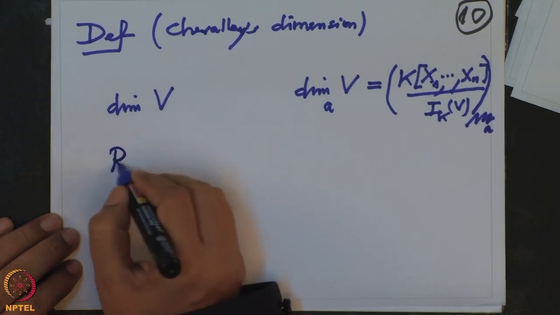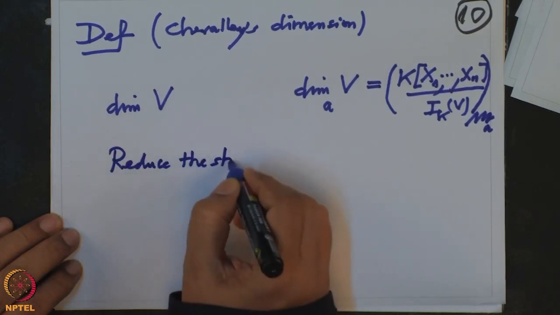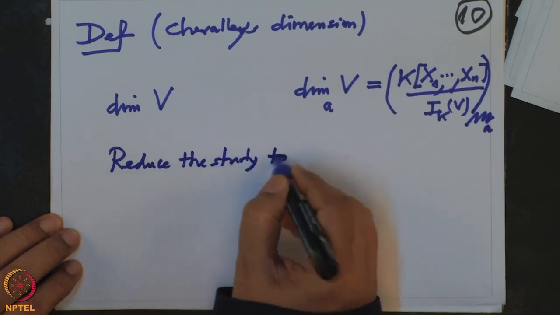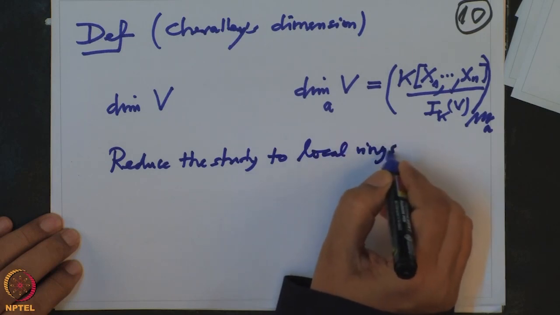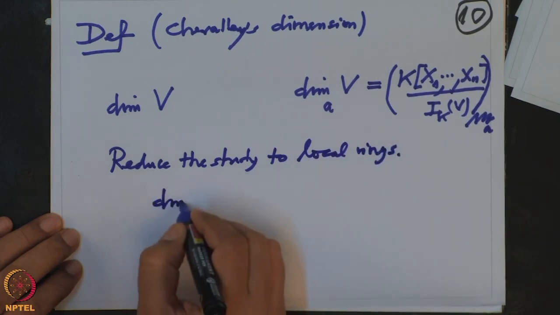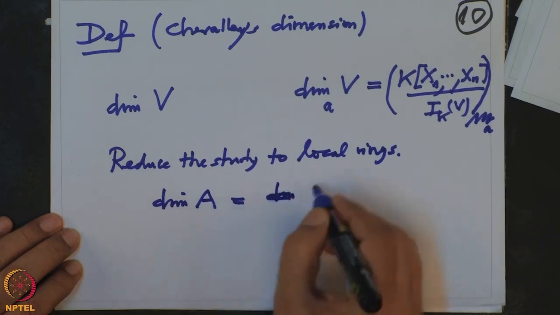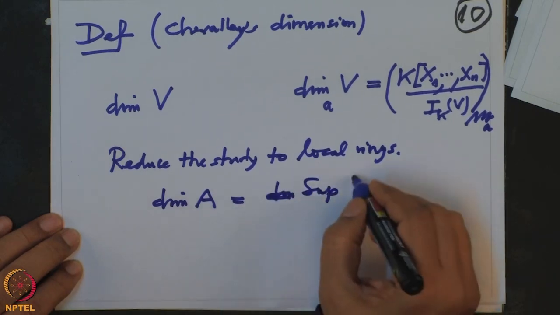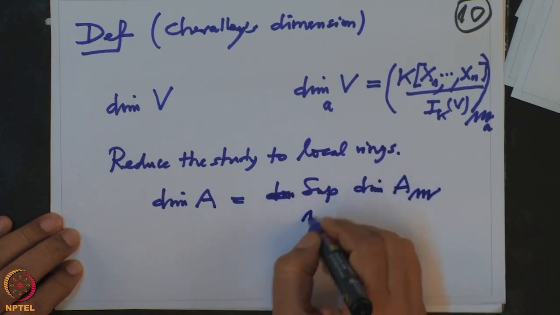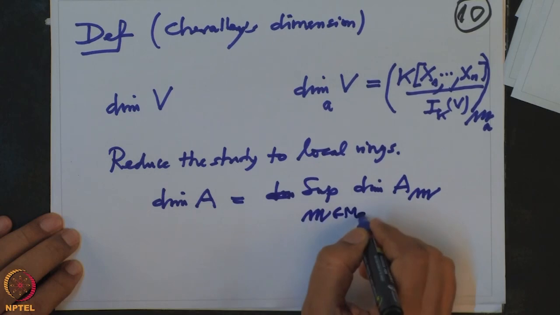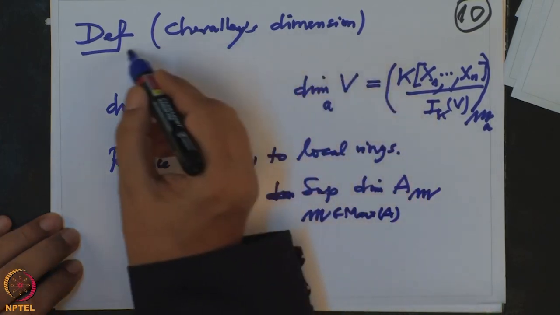So reduce the study to local rings. That means what? Dimension of A is the same thing as the sup of the dimension of A localized at M, where M is a maximal ideal in A. Once you have done this, then you can define Chevalley dimension.